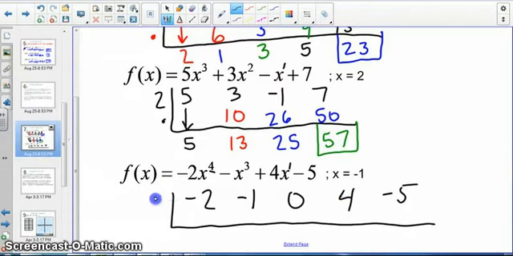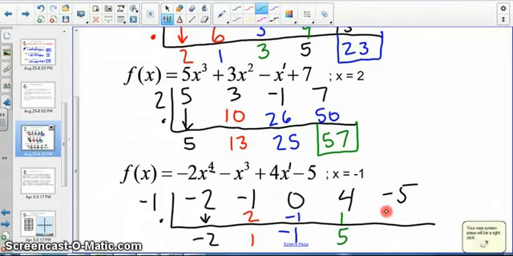Now I'm evaluating when x equals -1. So bring the -2 down, multiply it by -1. Get +2. Combine those, you get 1. 1 times -1 is -1. Combine those, multiply times -1, you get 1. 4 plus 1 is 5. 5 times -1 is -5. Combine those, you get -10. There's your final solution.